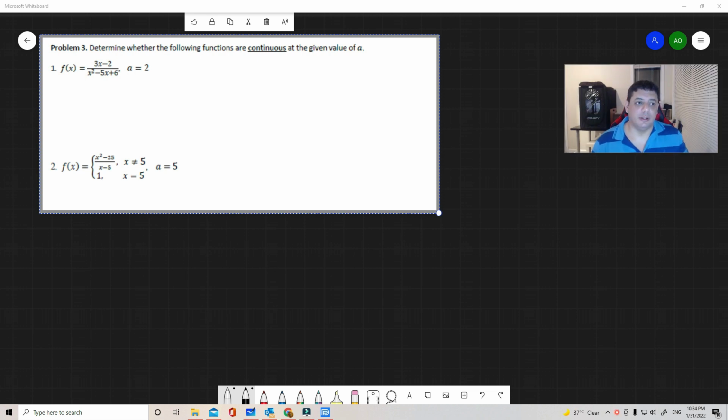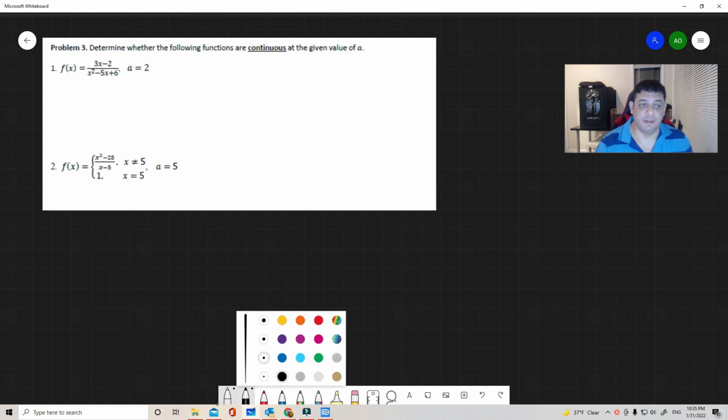Now let's take a look at some questions with continuity where we're using a function instead. So in problem 3, we're going to determine whether the following functions are continuous at the given value of a. In the first one, we have the function f of x equals 3x minus 2 over x squared minus 5x plus 6. The first thing that is easy to verify is if the function exists at the point. If it doesn't, then immediately we're going to have a discontinuity.